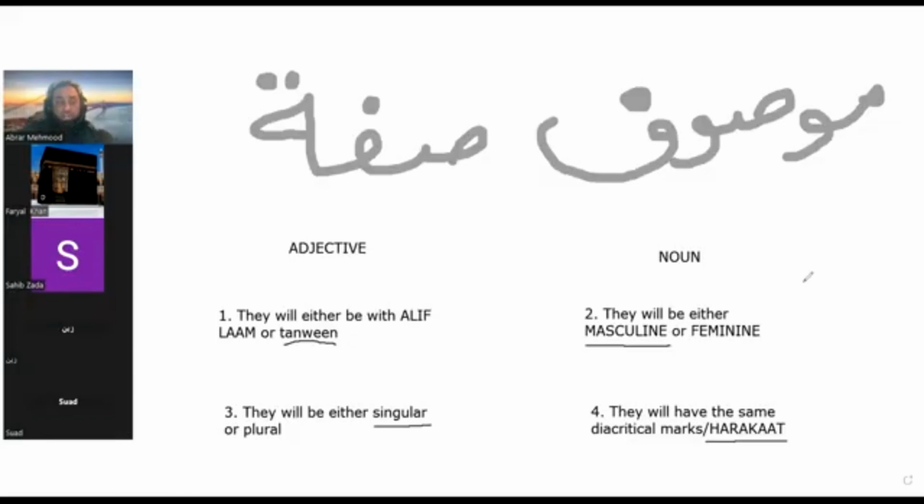Okay, so now let's go back to that board again. We first discussed Abbasun Tajirun. Now we discuss Abbasun Ghaniyun. Abbas was the noun and Ghaniyun was the adjective. We discussed that both of them were tanween. We also agreed that both were masculine, both were singular, and that they had the same harakat, the same diacritical marks or symbols. That is the rule of Mawsuf and Sifa. We'll do a couple more, inshallah.